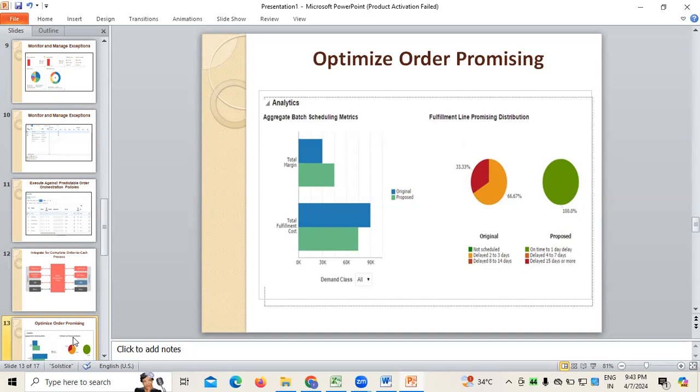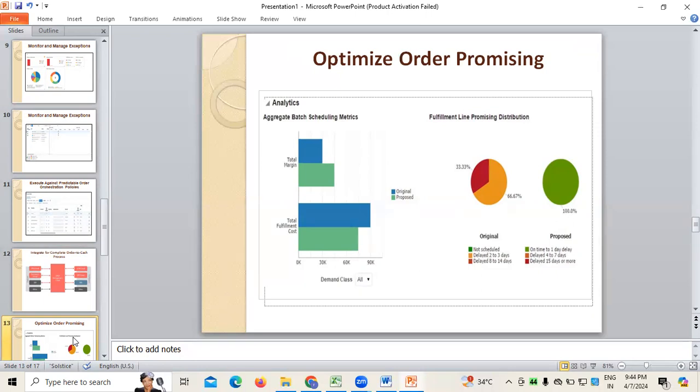The next one is that it is also used to optimize order promising. Using this order promising capability, it is majorly useful for us to manage the supply and demand conditions during order processing. At the same time, the users can also view the exceptions, and they can view alternate availability options and perform what-if simulations.